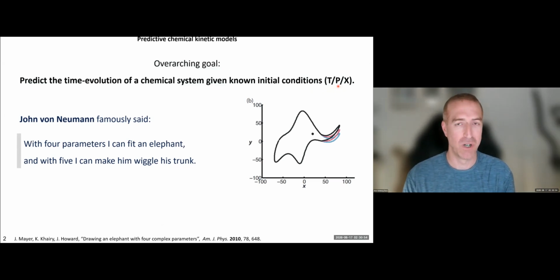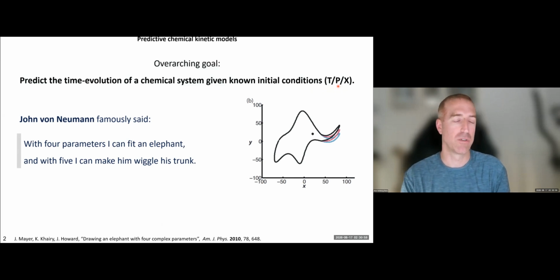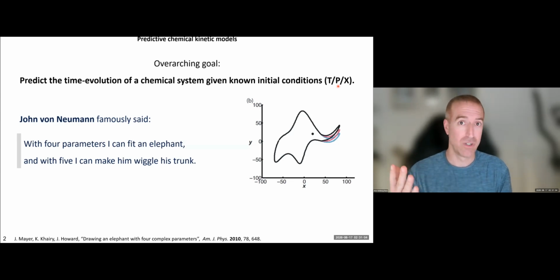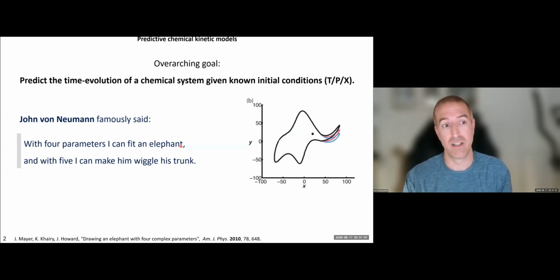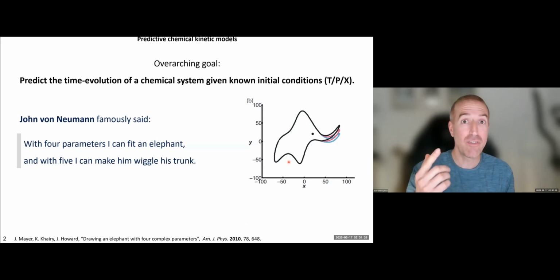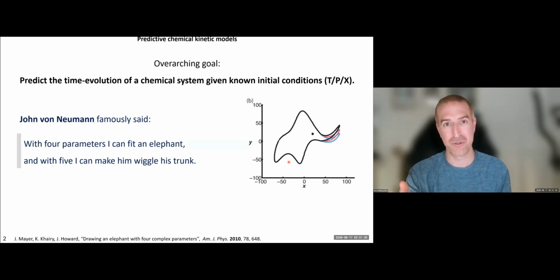A famous quote about models in general comes from John von Neumann, the famous mathematician from the previous century, who said, if you give me a model and 4 degrees of freedom that I can tweak however I want, I can fit an elephant. And if you give me the fifth one, well, I can fit his trunk. A tribute paper that was published in 2010 by Max Planck scientists towards John von Neumann actually did that. They took 4 complex numbers, and as you can see here, they drew an elephant. They took the fifth one and they wiggled his trunk.